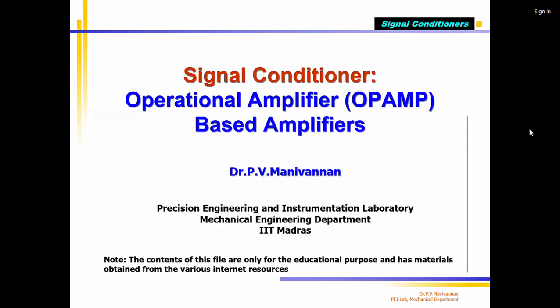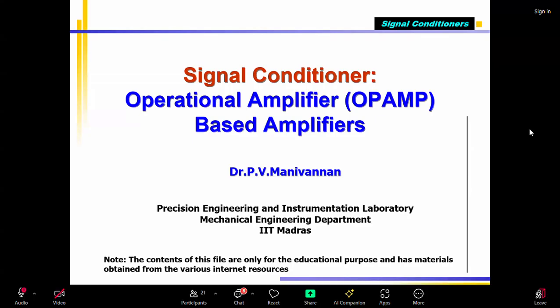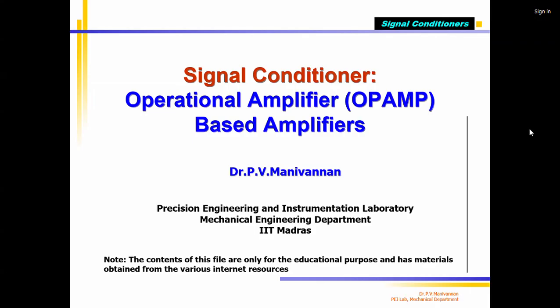Today we are going to talk about a new topic, which is also one of the important topics, called signal conditioners. We know that sensors produce a signal proportional to the input parameter. For example, a thermocouple measures temperature. If temperature changes from 0 to 400 degrees, the thermocouple may give a proportional voltage of 0 to 50 millivolts. That is the sensor signal.